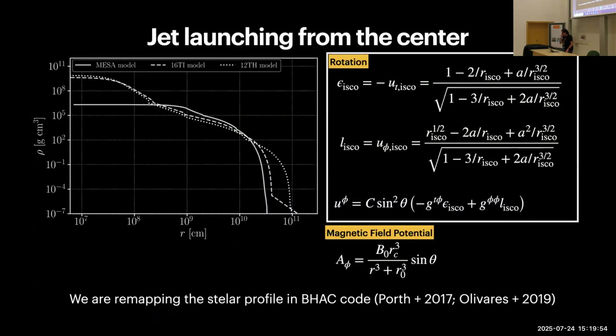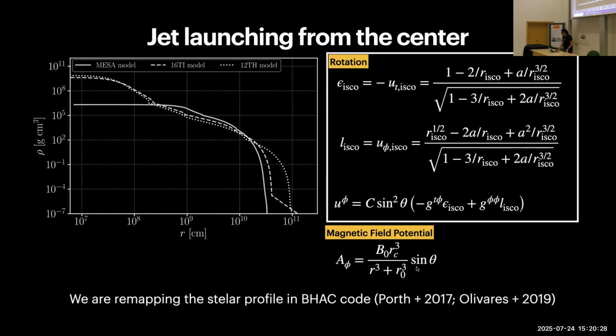And well, yes, those are our initial conditions. We test 3 different progenitors, one produced by MESA, and the others correspond to models 16TI and 12TH, which are Wolf-Rayet stars evolved by Woosley and Heger. We choose such progenitors because they are frequently discussed in the literature. And also we impose a magnetic field potential, dipole-like.